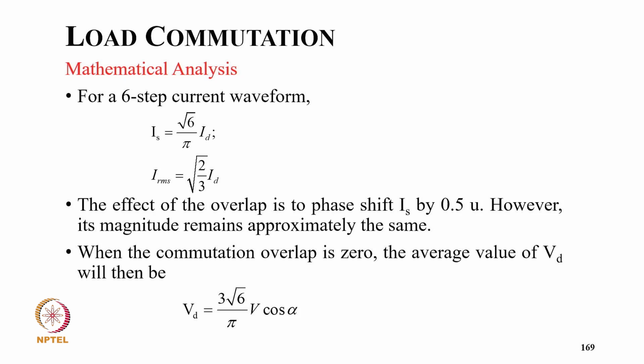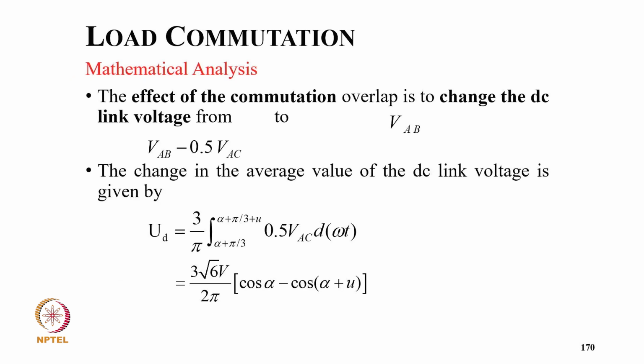So when commutation overlap is 0, the average value of PD will be PD equal to 3 root 6 upon pi V cos alpha. So the effect of commutation overlap is to change the DC link voltage from VAB minus 0.5 VAC, and the change in the average value of DC link voltage is given by UD equal to 3 upon pi integral from alpha to alpha plus mu of 0.5 VAC, that comes to 3 root 6 V upon 2 pi in bracket cos alpha minus cos alpha plus mu.